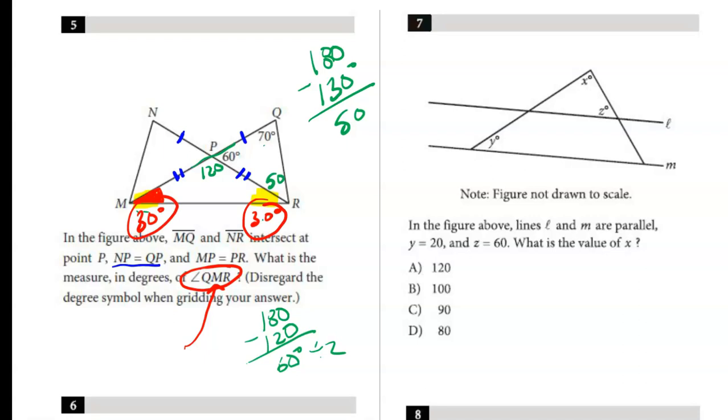All right, number 7 over here. Number 7 says in the figure above, lines L and M are parallel. So for parallel lines, remember I can put a little arrow on them to show that they're parallel. The key thing you need to know about parallel lines is if you have two lines that are parallel and you have a transversal cutting down, it creates 8 angles where 4 are equal to the other 4.